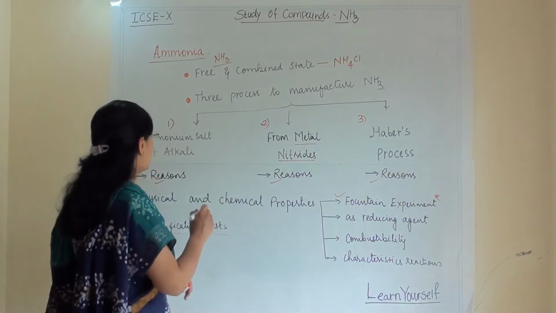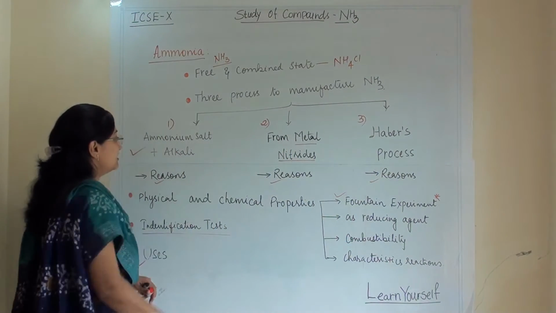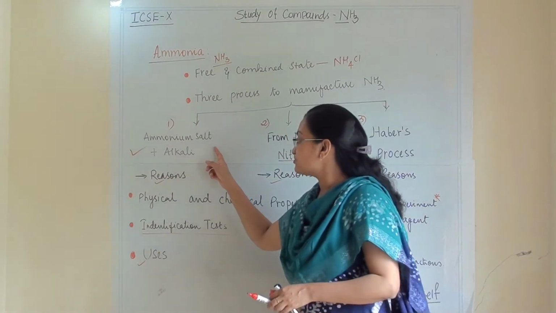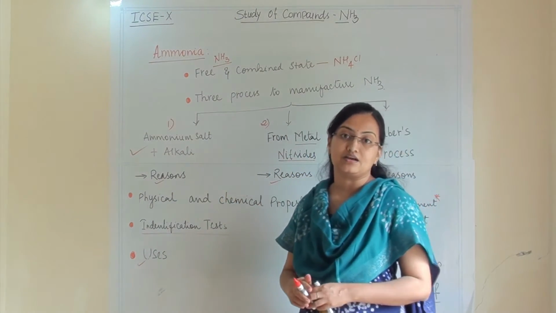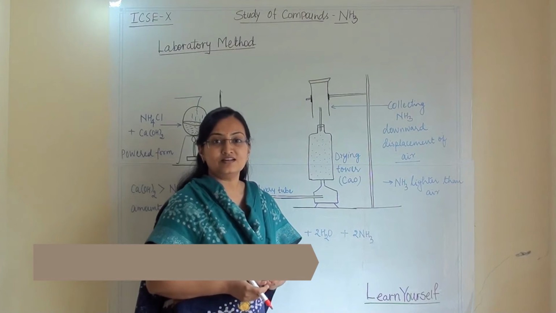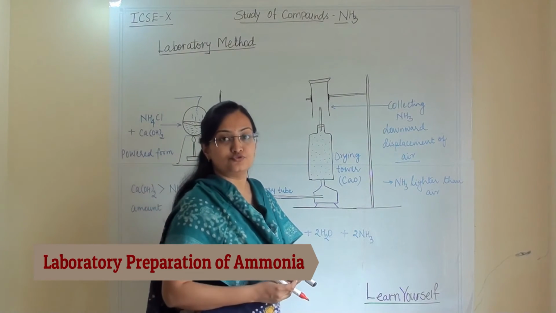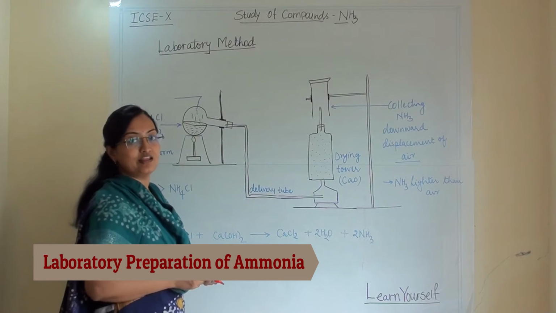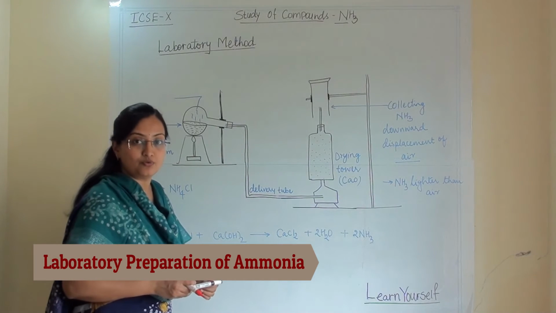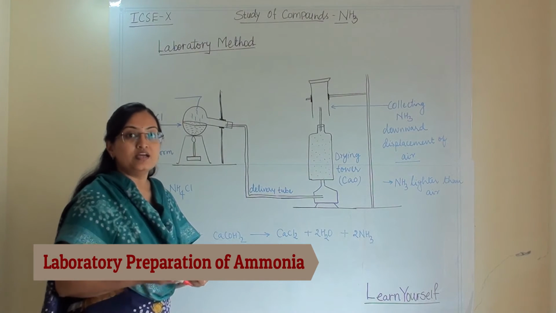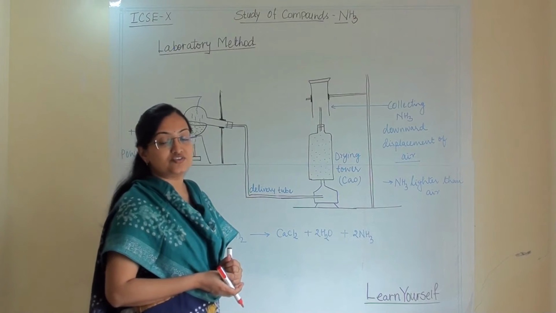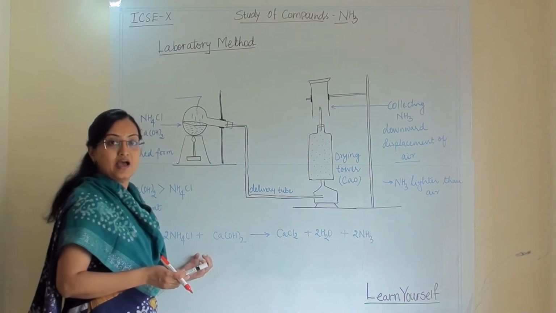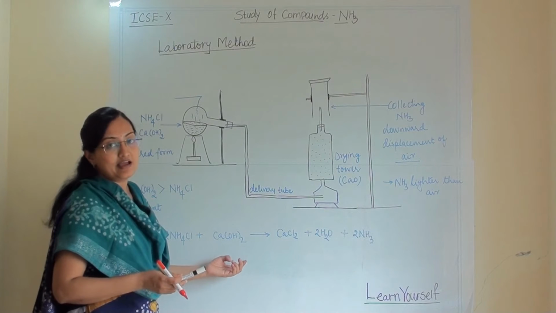Let us start with our first thing, how to manufacture ammonia via the ammonium salt and alkali reaction. Let us learn our first method to generate ammonia gas. This method is also known as the laboratory preparation of ammonia gas, where we generate ammonia via the reaction of ammonium salt and alkali.